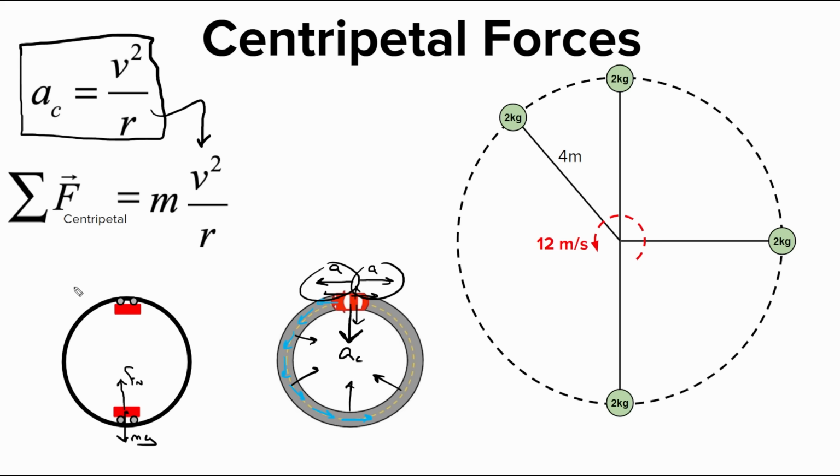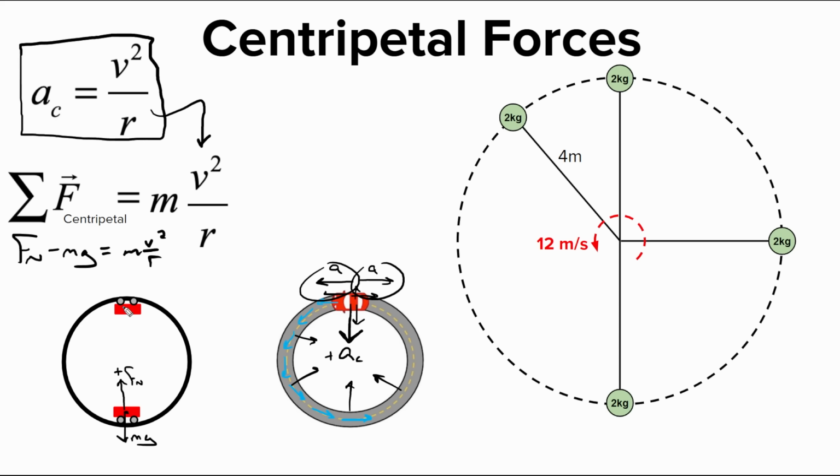You see, inward is positive. We're always going to treat inward as positive because that's which way the centripetal acceleration points. So I'd have normal force positive minus mg would equal mv squared over r. That's how you would solve for what the normal force is. You just solve for it.